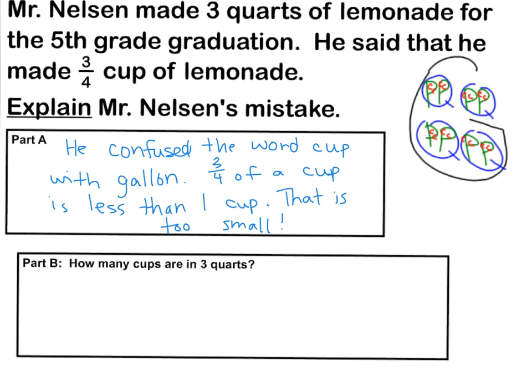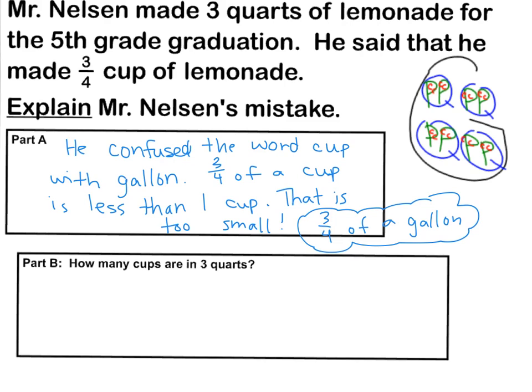So let's look at our question. It said Mr. Nelsen made 3 quarts of lemonade. Well, if you look right here, here's 1 quart, 2 quarts, 3 quarts of lemonade for the 5th grade graduation. He didn't make 3/4 of a cup of lemonade. He instead made 3/4 of a gallon. So I'm going to write 3/4 of a gallon is what he really made. I'm going to put that right there. Now let's look at part B.